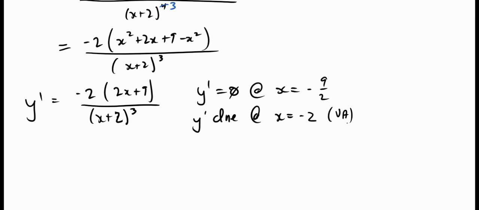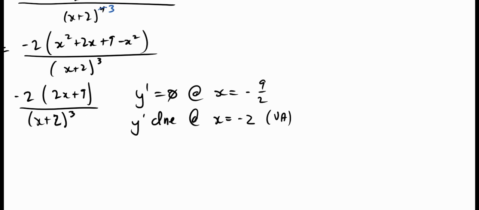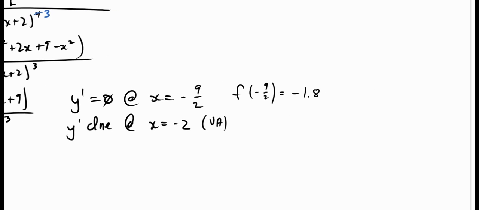But it might not be. There are certainly cases where that doesn't happen. And then for this other one, I want to find what that critical value is. And it works out to about negative 1.8. So we have a point at negative 9 over 2 comma negative 1.8.